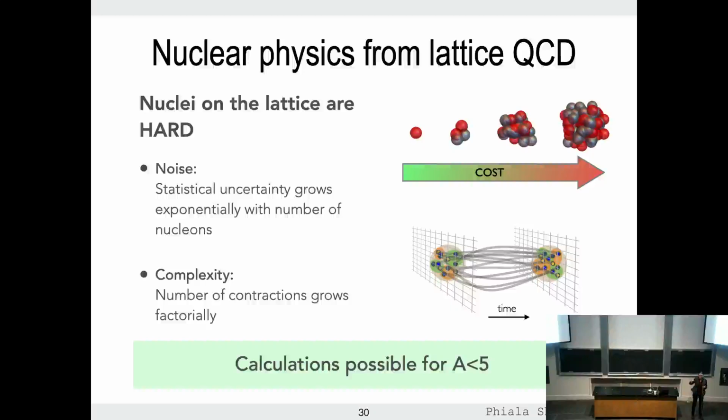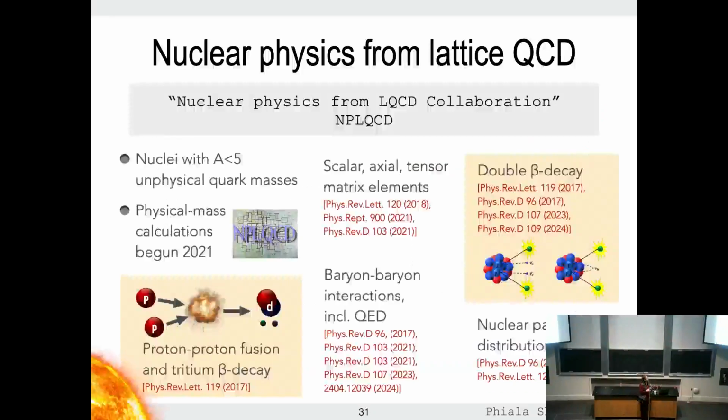However, the work you have to do, the complexity of the calculation, grows factorially. And so you have to do factorially growing work on an exponentially growing number of samples. So that blows up very, very quickly. And so we can do light nuclei with atomic number, that's the number of protons and neutrons, less than about 5. And going beyond that will require revolutionary new techniques, which I'll come back to at the end when I talk about machine learning.